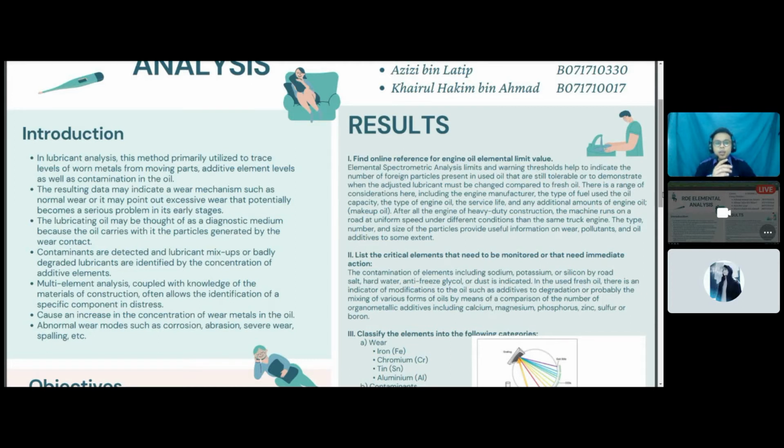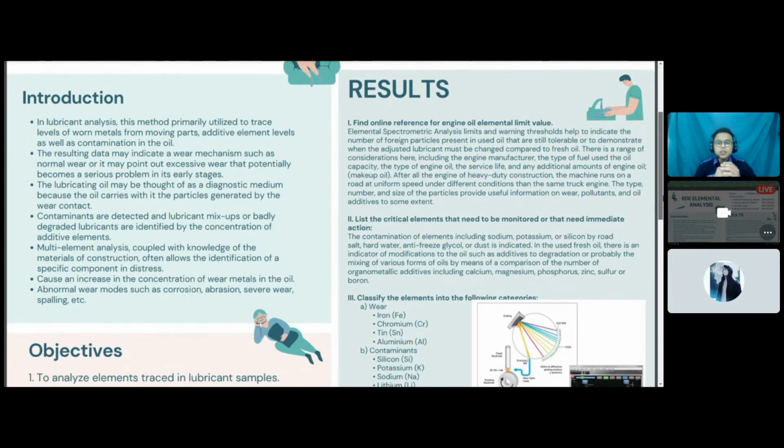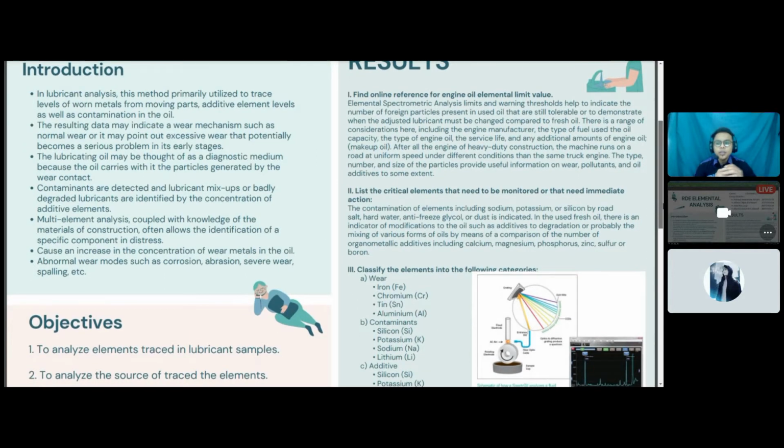Multi-element analysis, coupled with a knowledge of the materials of construction, often allows the identification of a specific component in distress. This causes an increase in the concentration of wear metal in the oil, or abnormal wear modes such as corrosion, abrasion, severe wear and spalling.